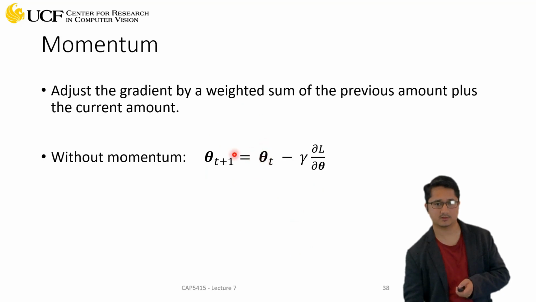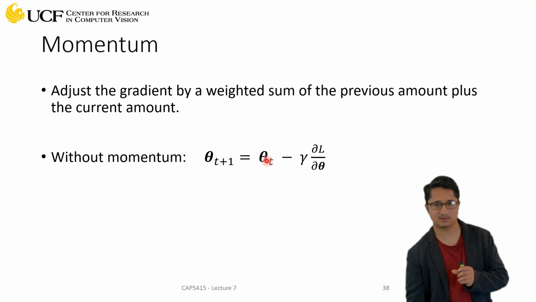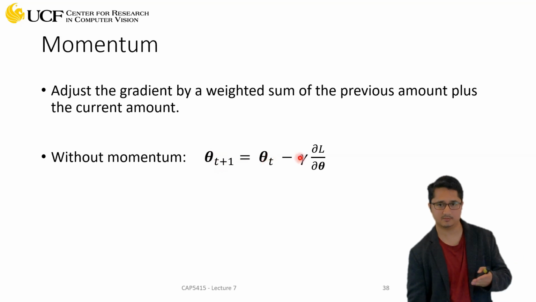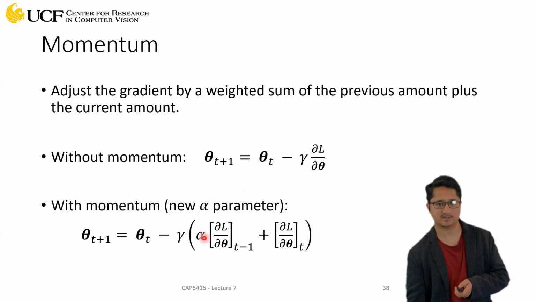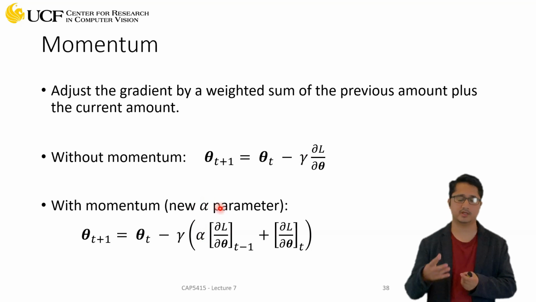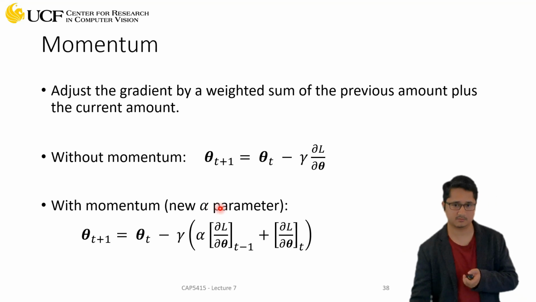Okay, so this is your normal gradient step when you are not using momentum. This is your updated value for the weight. This is the weight value in the previous step. This is the learning rate, and that's the gradient. Okay. In momentum, what you will do is you will have an additional parameter, let's say alpha, which tells you how much of the information you should use from the previous step.